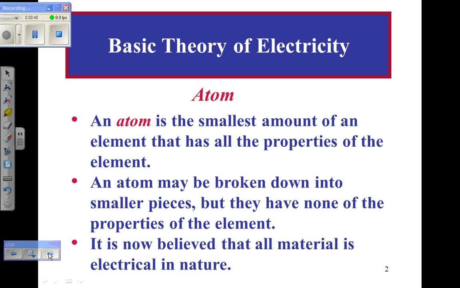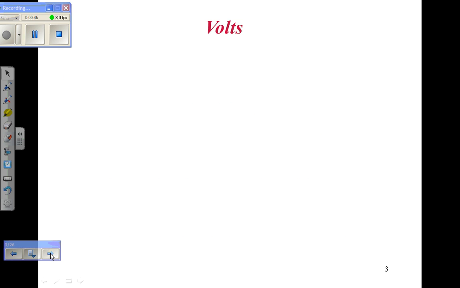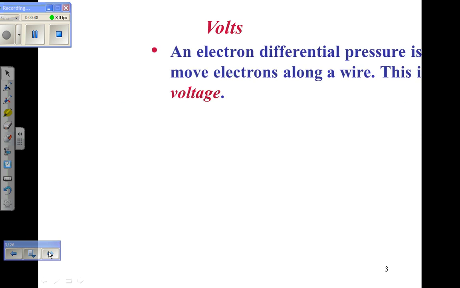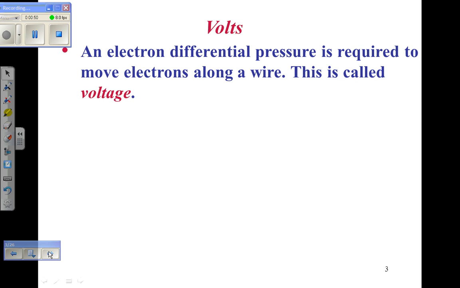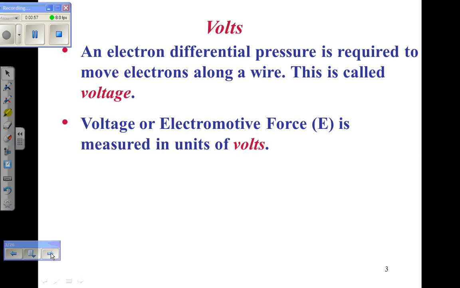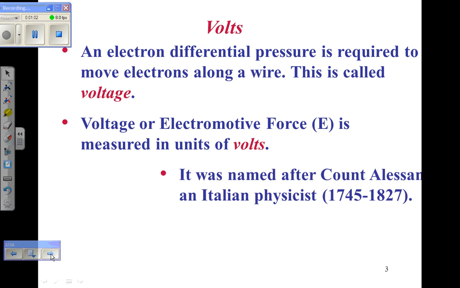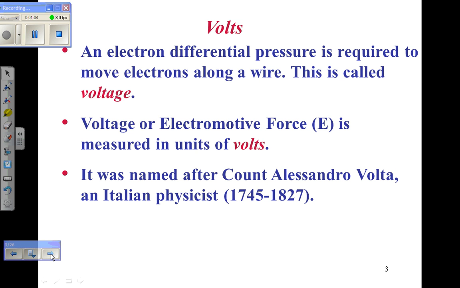Okay, now all materials are electrical in nature. That's a new thing, by the way. Volts, what are volts? An electron differential pressure is required to move electrons along a wire. This is called voltage. We use the symbol E, and we measure it in volts, named after Count Alessandro Volta, an Italian physicist. And the symbol for voltage is E, not V.